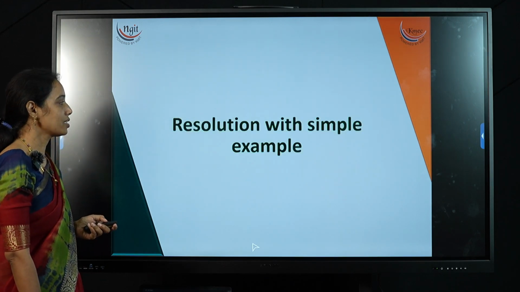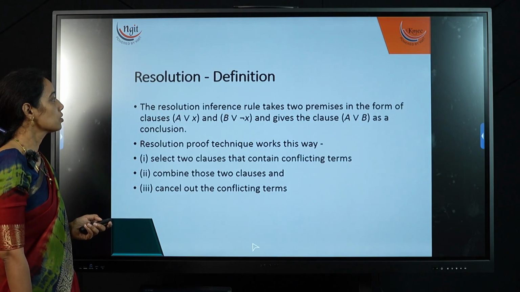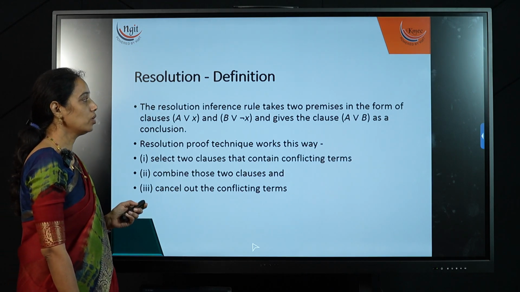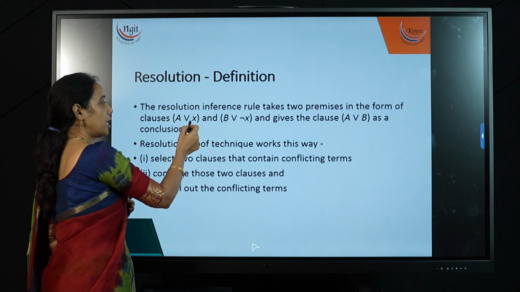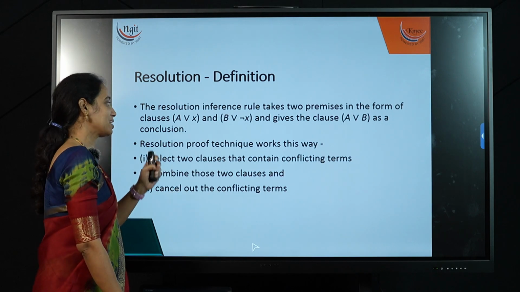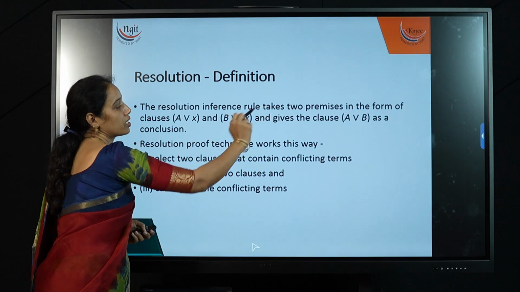So what is this resolution? Let us discuss this with a simple example. What do you mean by resolution? The resolution inference rule takes two premises in the form of two clauses. Those clauses may be A ∨ X and B ∨ ¬X, and gives the clause A ∨ B as a conclusion. So from these two clauses, how did we get the conclusion A ∨ B?